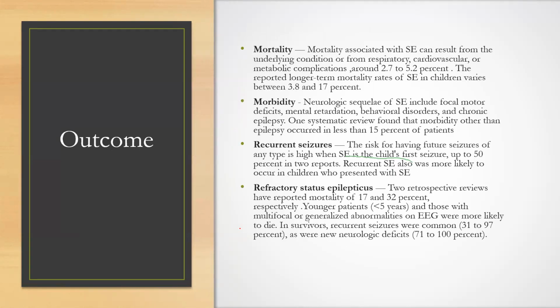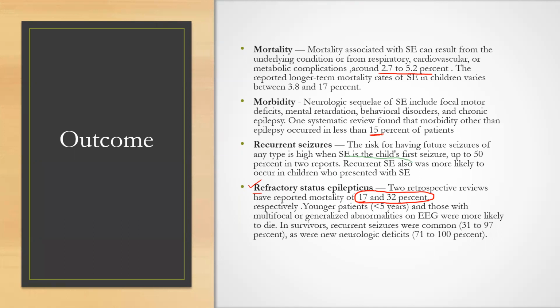So the outcome for normal seizures is usually, the mortality is very less, but with status, the mortality will slightly rise to around 2.7 to 5%, and the morbidity is as high as 15%. And with recurrent seizures, the mortality can rise up to 50%. And with refractory status, we'll also read into the definition of refractory status. With refractory seizures, the mortality is pretty high, almost ranging from 17 to 32%. So this is pretty high.